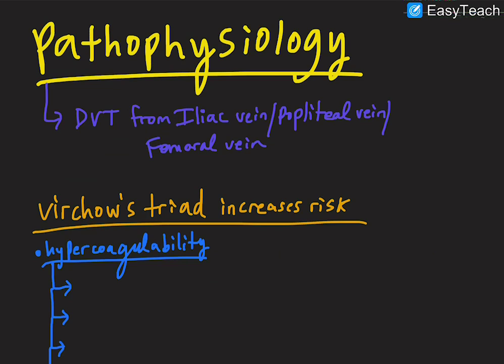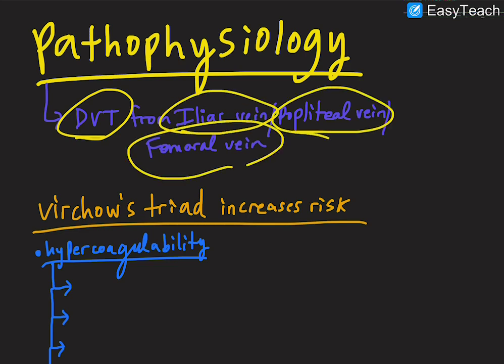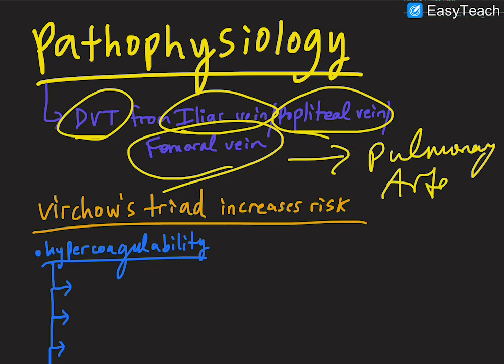So let's see what we have here. As we said, a deep vein thrombosis from a deep vein, like your iliac vein, popliteal vein, femoral vein, can break off and lodge into your pulmonary artery. And that can lead to a pulmonary embolism. The next thing we need to talk about is how do the clots even form? That's where we talk about Virchow's triad, which involves hypercoagulability, endothelial damage, and stasis. That's the triad when we're talking about Virchow's triad. So that's how clots form.